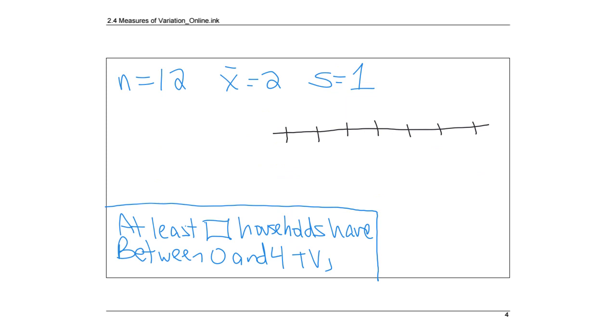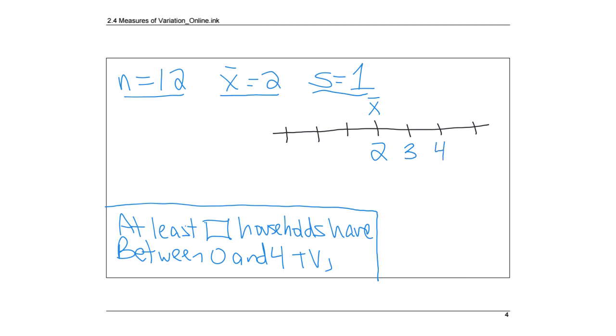Okay, so we know that the sample size is 12. We know that the sample mean x bar is 2, and the sample standard deviation is 1. So let's put our mean in the middle. Remember, the mean always goes in the middle. So 2 is going to go in the middle. We are going to add the standard deviation on the right-hand side. Well, the standard deviation is 1. So 2 plus 1 would give me 3.